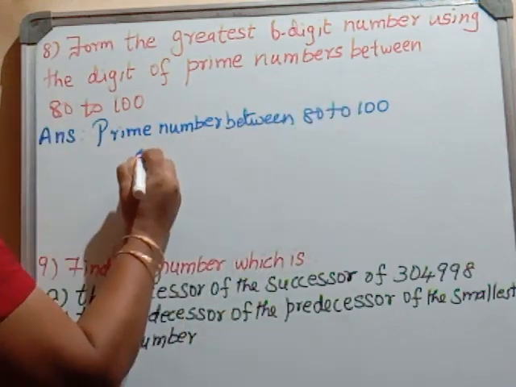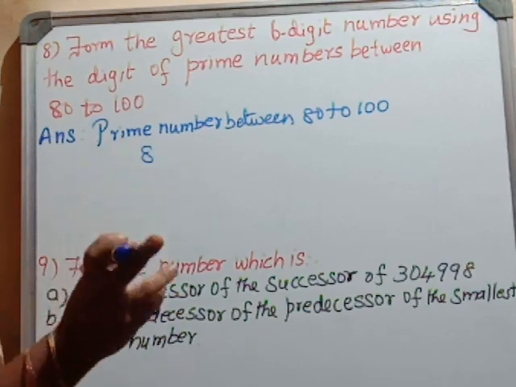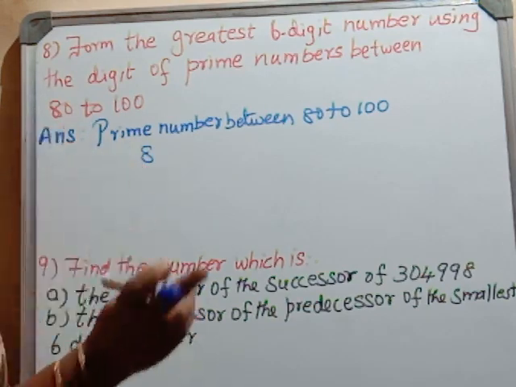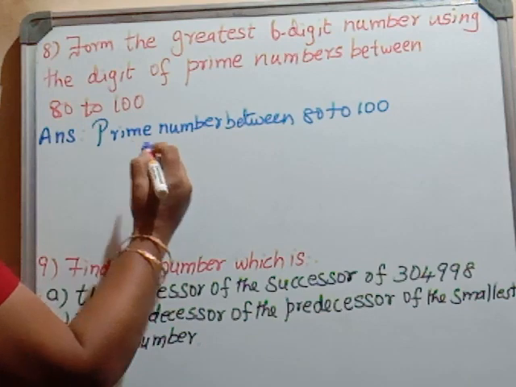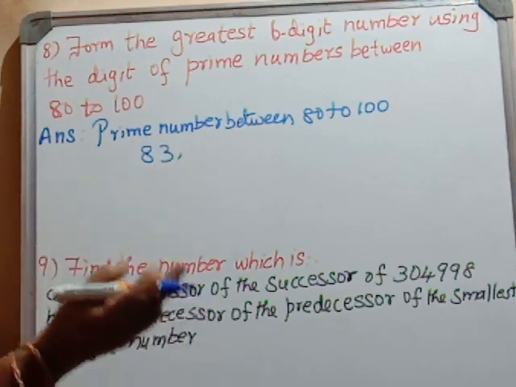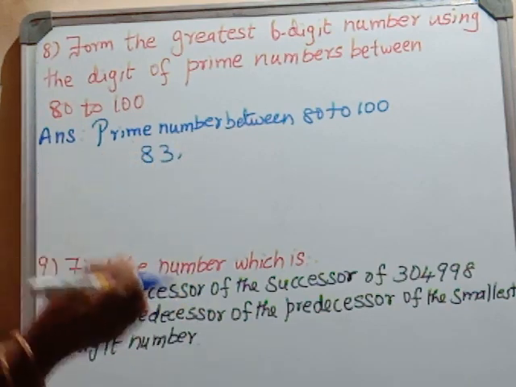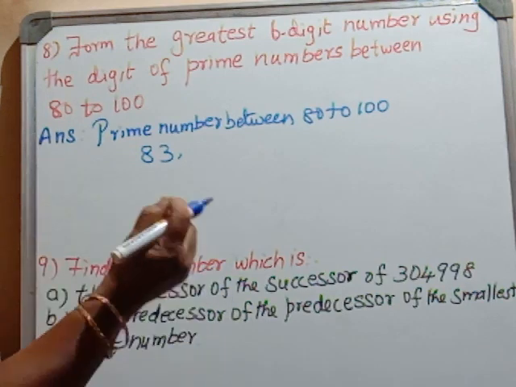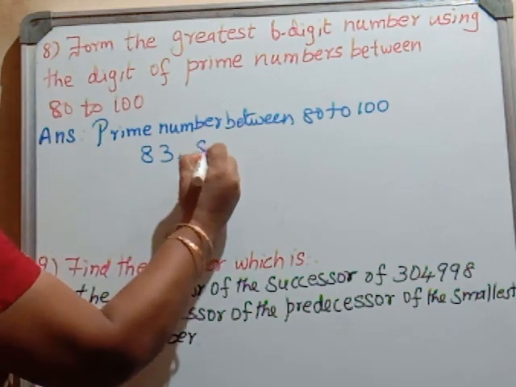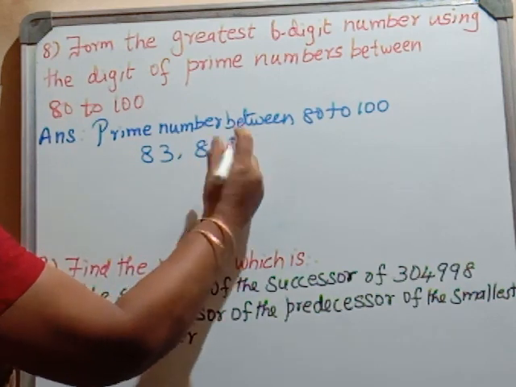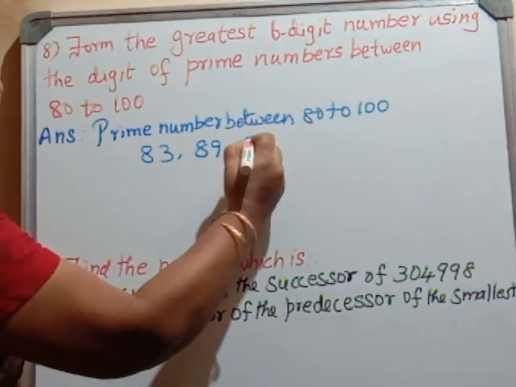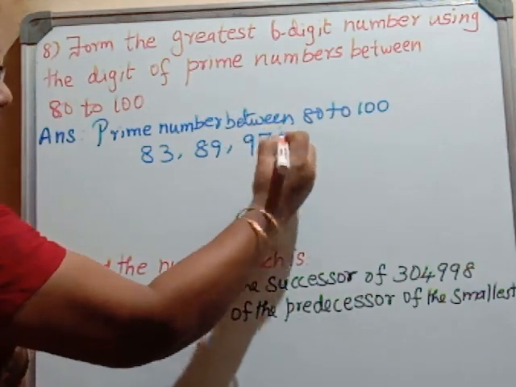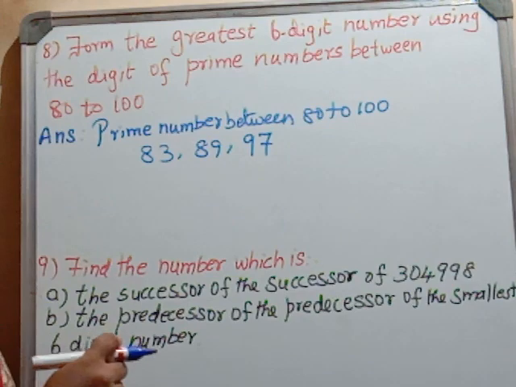80 to 100, what will be there? 81 is not a prime number. 82 is not a prime number. 83 is a prime number. 84 composite. 85 composite. 86 composite. 87 composite. 88. Then 89 is a prime number. From 89 to 100, if you see, you will get only 97 as a prime number.